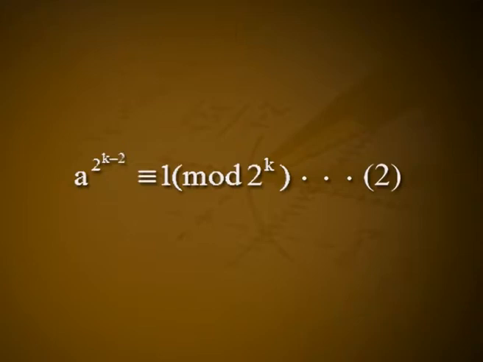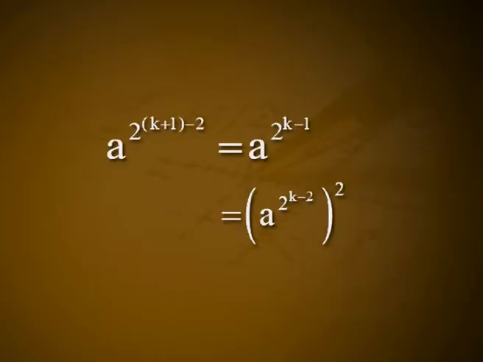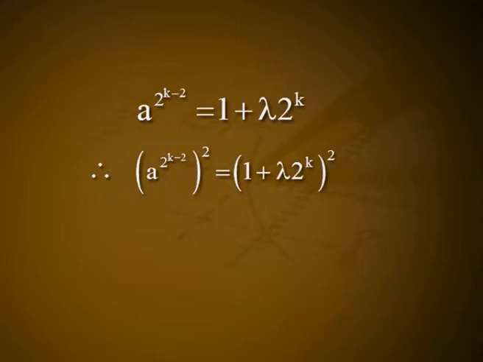Now, suppose that the statement holds for n equal to k greater than or equal to 3. That is, if a is any odd integer, then a raised to 2 raised to k minus 2 is congruent to 1 mod 2 raised to k, equation 2. Consider a raised to 2 raised to k plus 1 minus 2, which is equal to a raised to 2 raised to k minus 1, which is equal to a raised to 2 raised to k minus 2, whole square. Since equation 2 holds, there is an integer lambda such that a raised to 2 raised to k minus 2 equals 1 plus lambda into 2 raised to k. Therefore, a raised to 2 raised to k minus 2, whole square, equals 1 plus lambda into 2 raised to k, whole square, which is equal to 1 plus lambda into 2 raised to k plus 1, plus lambda square into 2 raised to 2k.